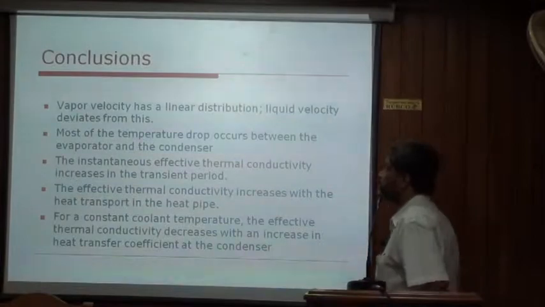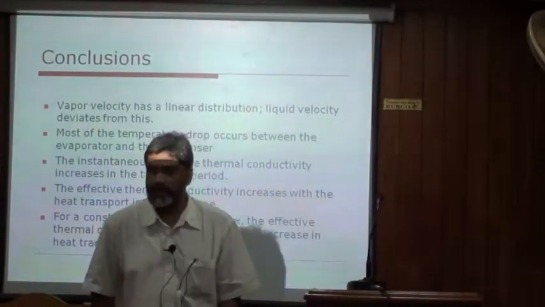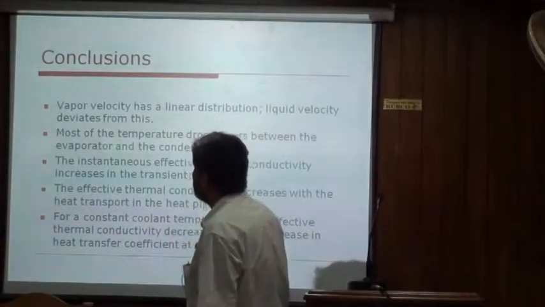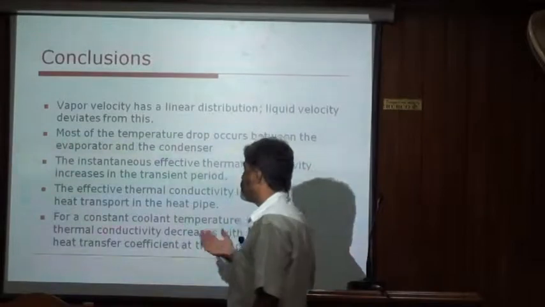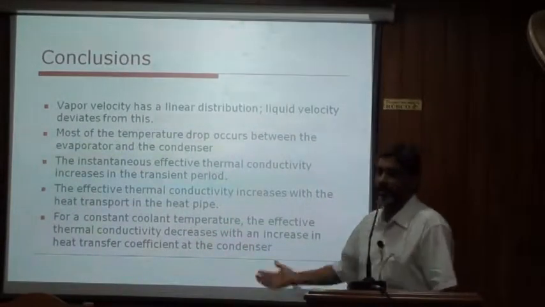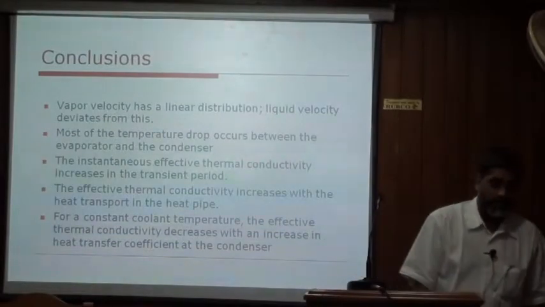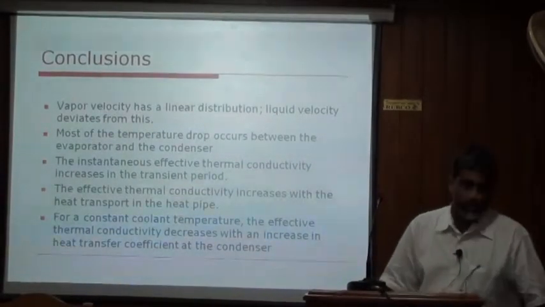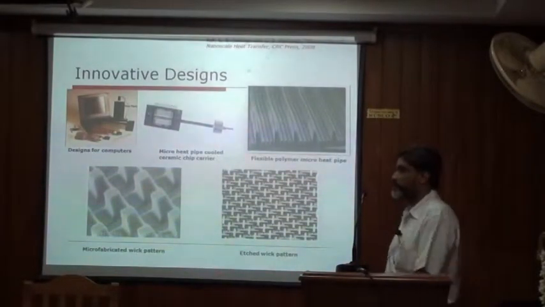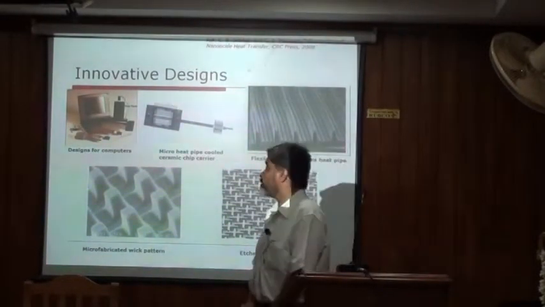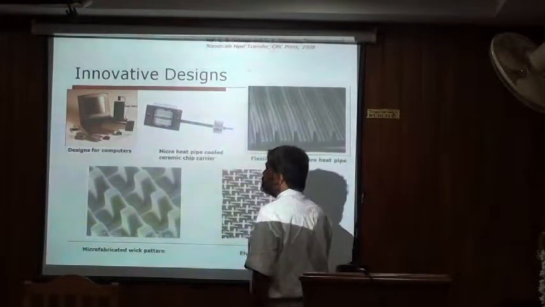So these are the kinds of conclusions that we take qualitatively and quantitatively about the vapor velocity distribution, temperature drop, instantaneous effective thermal conductivity, how it varies with the parameters, etc. And this is some of the information that will give us light when we try to design new heat pipes. Stopping at that for this analysis, I just thought that I'll show you some interesting things apart from this.